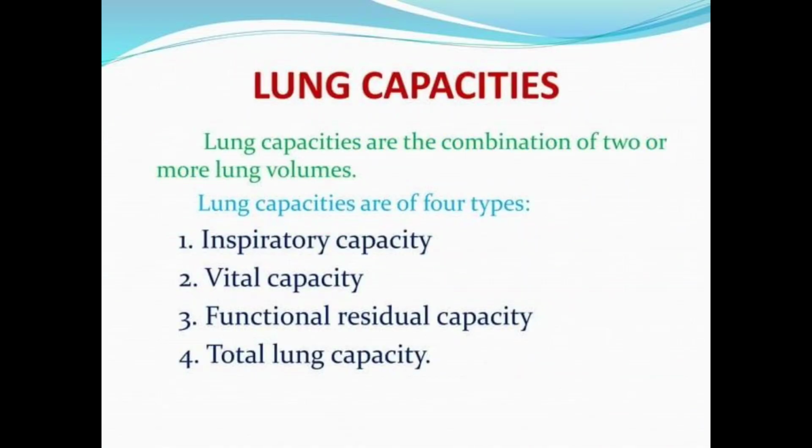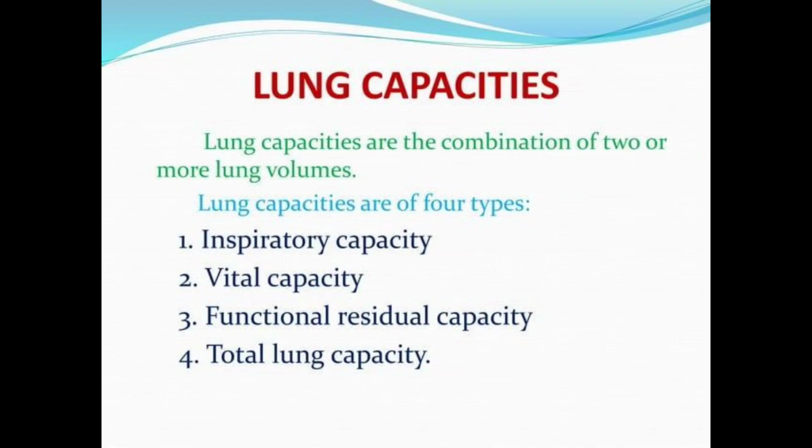Next is the lung capacity. Before discussing lung capacity, I just want to recap the lung volumes. Lung volume is divided into four types. First is the tidal volume. Second is the inspiratory reserve volume. Third is the expiratory reserve volume. Fourth is the residual volume. There are four types of volumes present in the lungs.